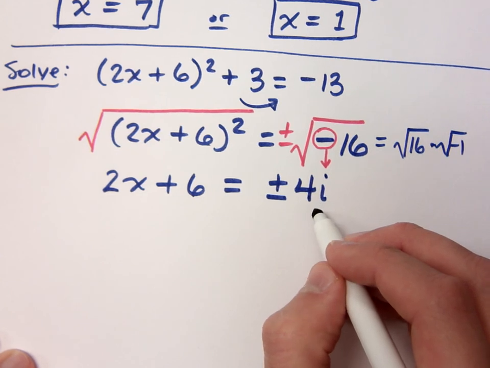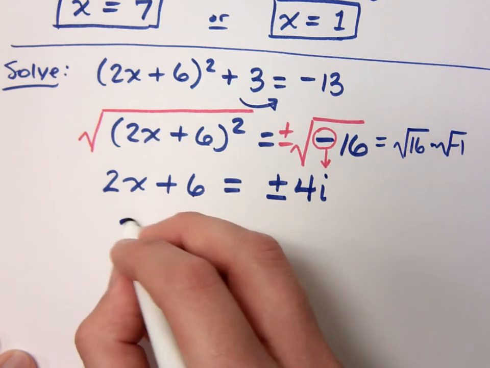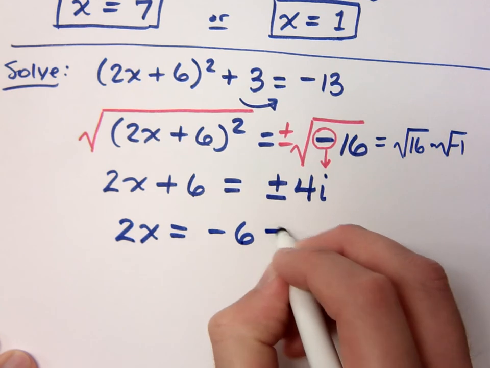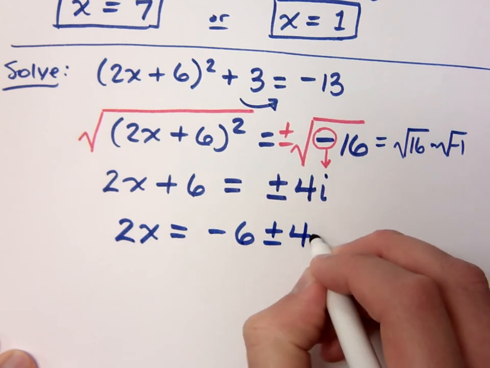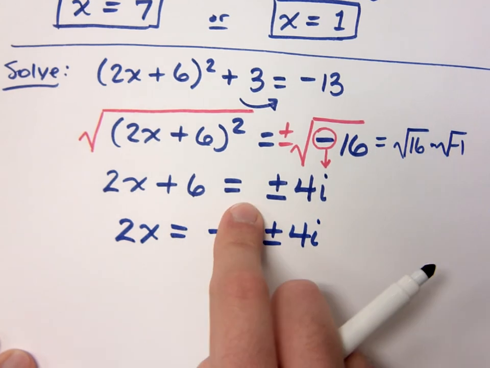Okay. Now how do I finish solving this guy? Move the 6 over, divide it by 2. So 2x is equal to negative 6 plus or minus 4i, right? Right, now divide. Remember, you've got to move this guy in front of the plus or minus.